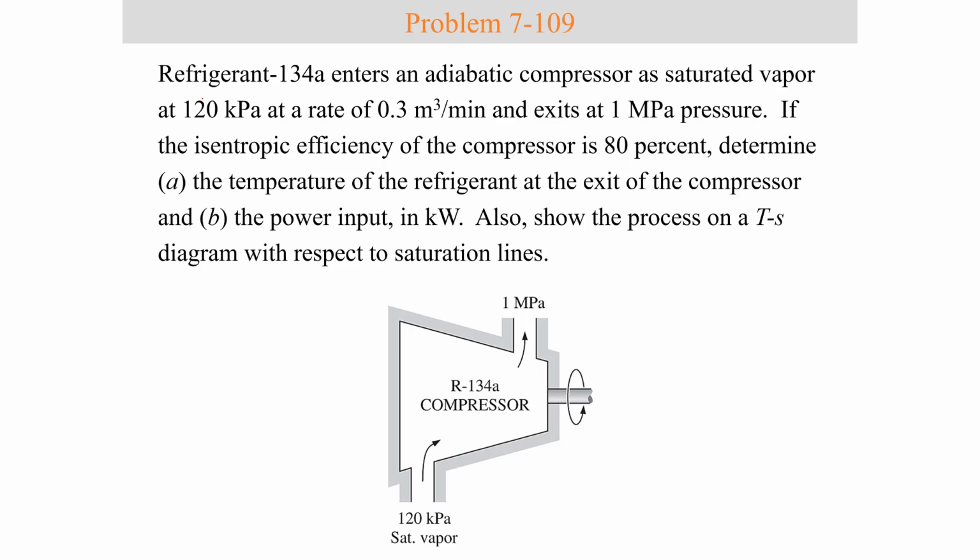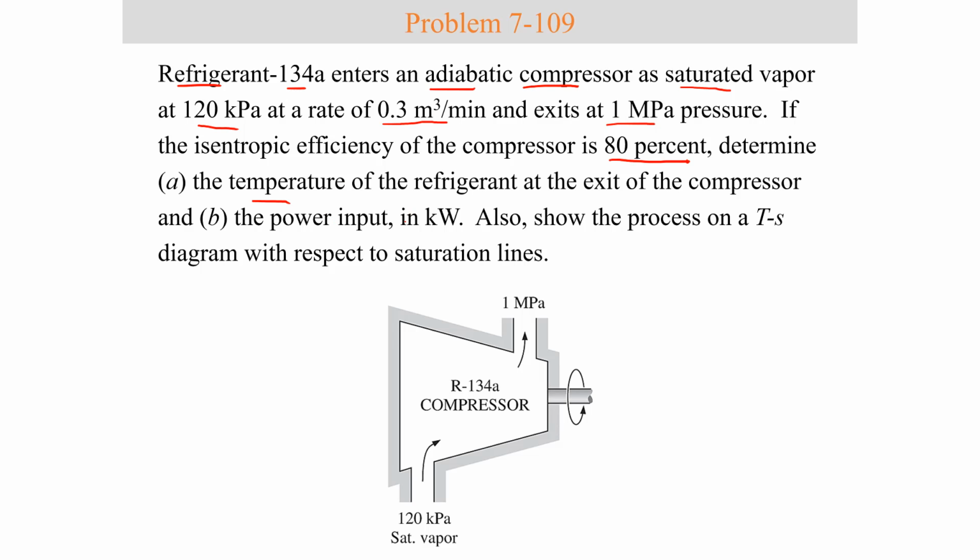Here's an example problem. Refrigerant R134A enters an adiabatic compressor as a saturated vapor at 120 kilopascals at a rate of 0.3 meters cubed per minute and exits at 1 megapascal. If the isentropic efficiency of the compressor is 80%, determine A, the temperature of the refrigerant at the exit of the compressor, B, the power input, and show this process on a TS diagram.